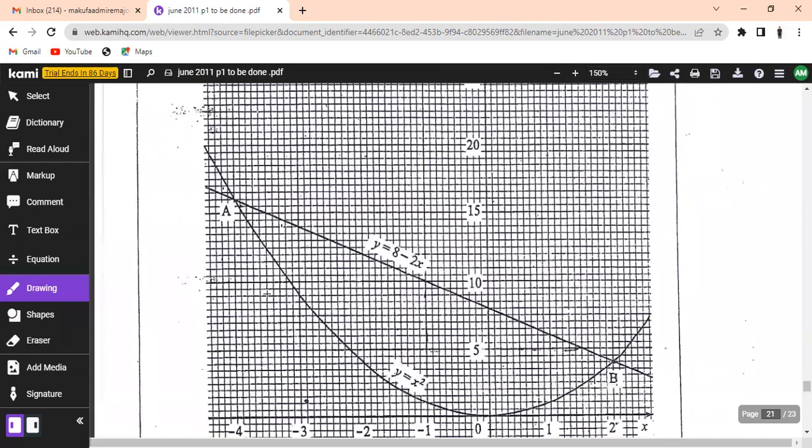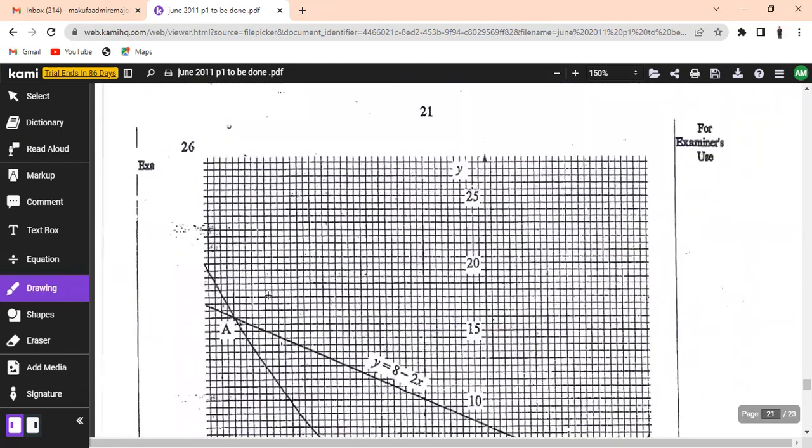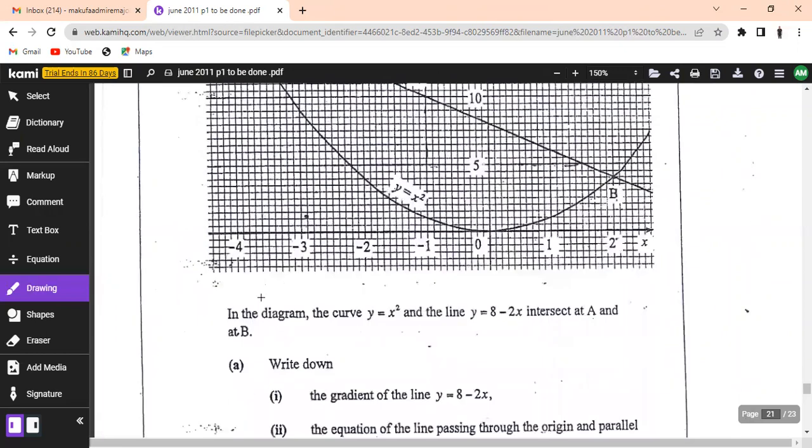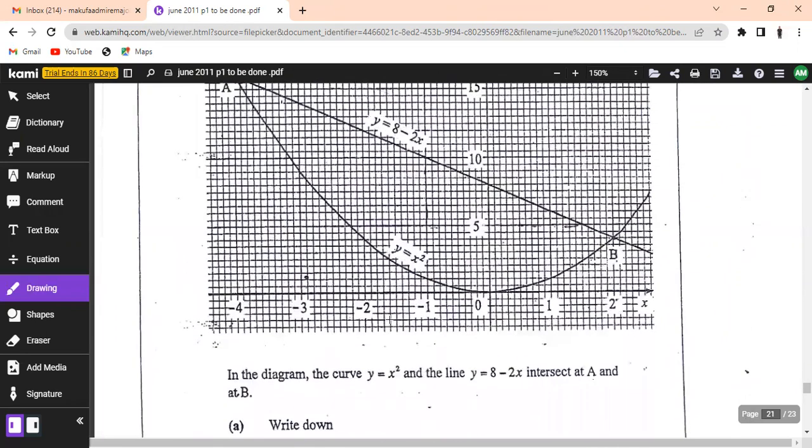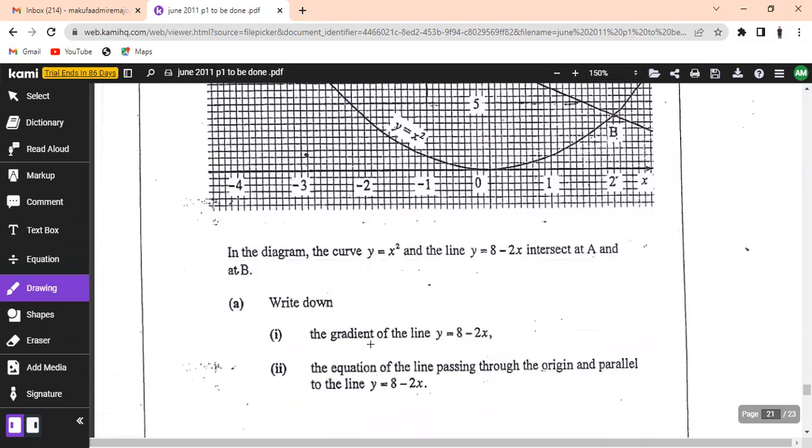in the later season. Number 26, which is question 26, it is given in the diagram the curve of y is equal to x squared. This is y is equal to x squared, which is the curve, and the straight line of y is equal to 8 minus 2x, okay? The question is to calculate the gradient of the line. Okay, write down the gradient of the line y is equal to 8 minus 2x.